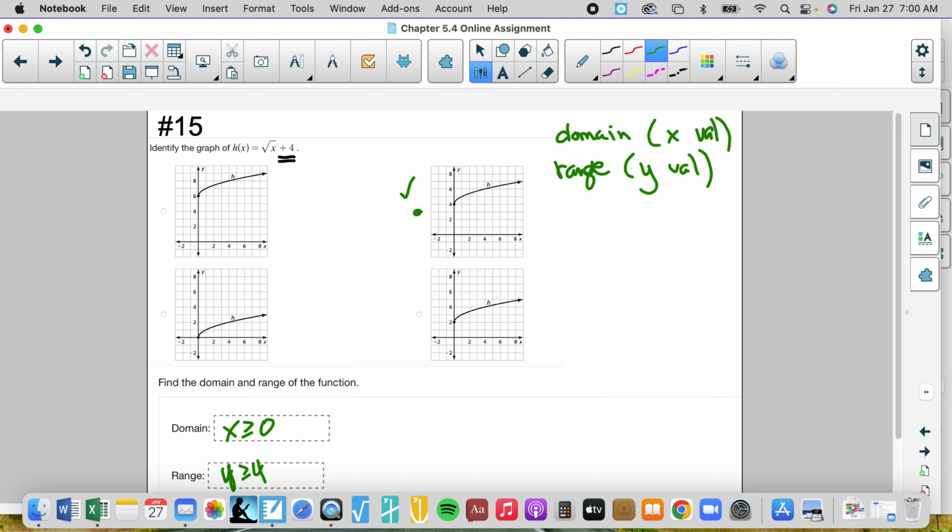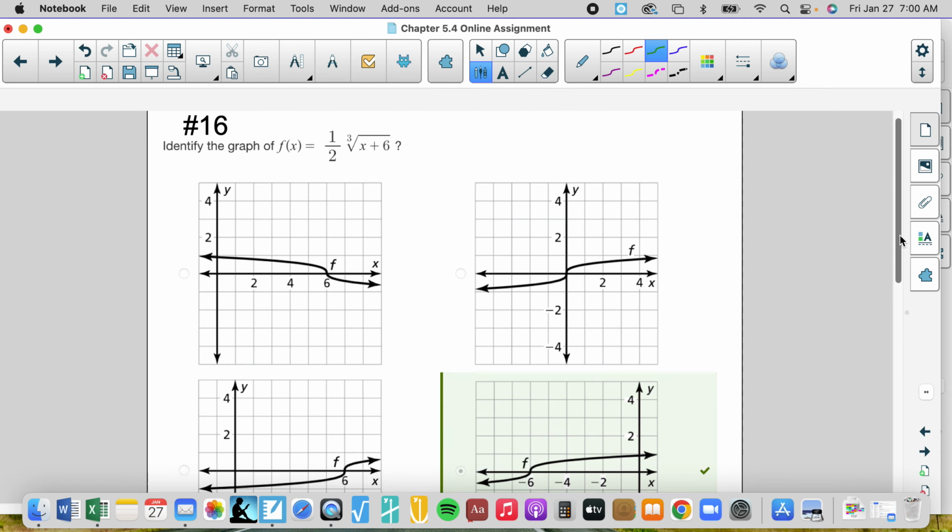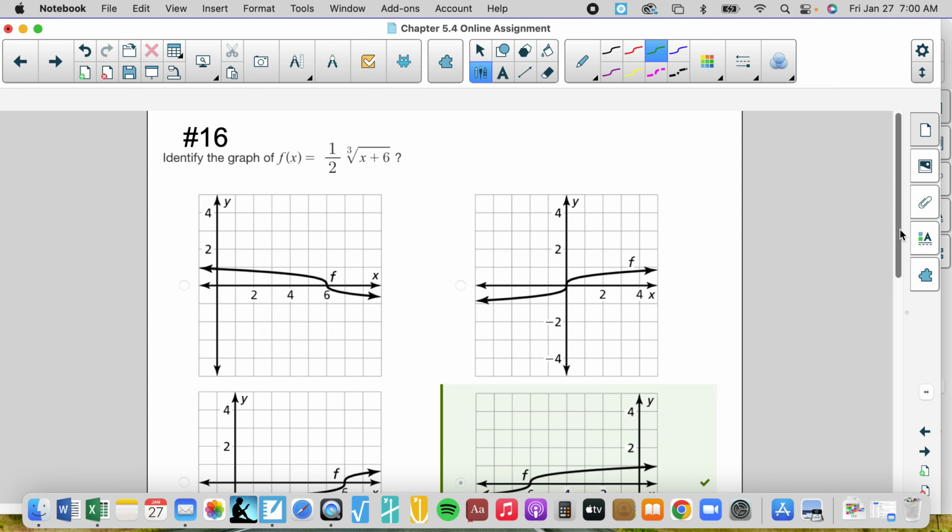Let's move on to number 16. For 16, we want to identify the graph. So now we have some shrinkage. It's cubed, so we know that it's going to go into the positive and negative. You really can't tell your shrinkage right at the moment, or your stretch, sorry, your horizontal stretch. But what we do see is this shift, and we know that the shifts are going to be inside. So inside deals with the horizontal.